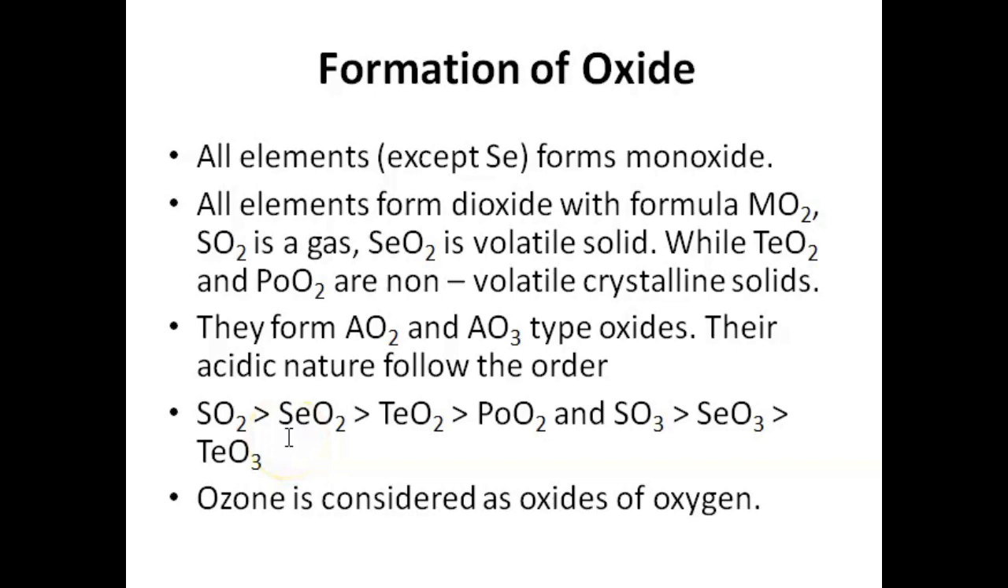ozone is considered to be an oxide of oxygen. So these are all the basic chemical properties of group 16 elements: how group 16 elements react with hydrogen to form hydrides, how they react with halogens, and how they form oxides.